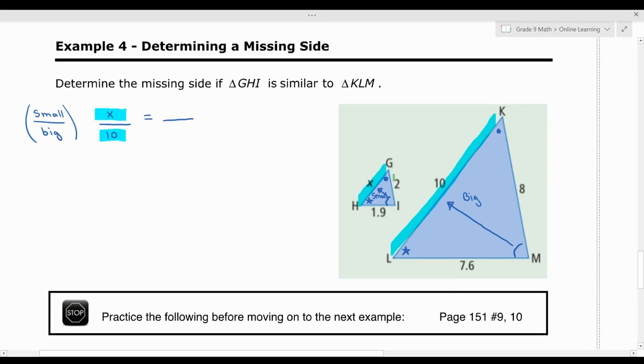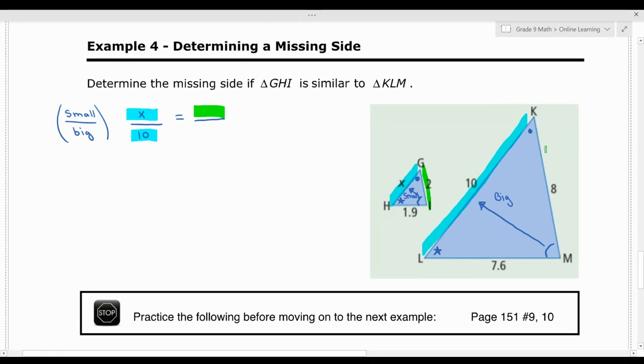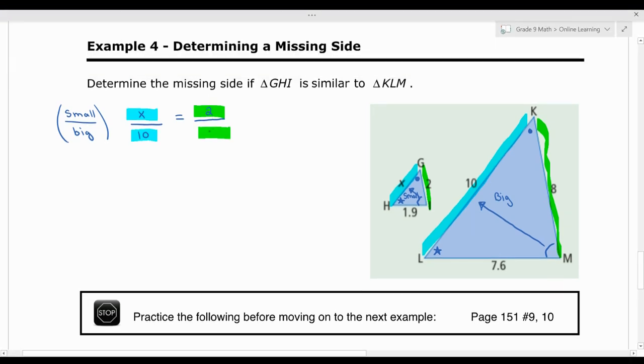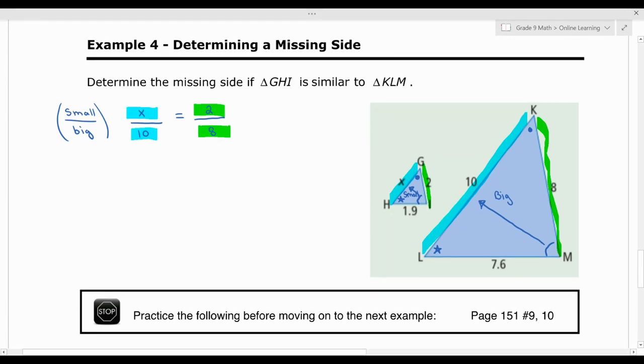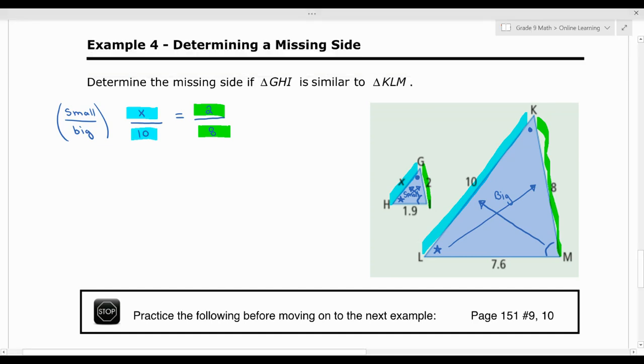So I'm going to compare this side, which is 2, to this side, which is the 8. So I'm going to say 2 over the 8. The 2 is opposite of the star, and the 8 is also opposite of the star. So we now have a proportion statement. We can solve it, so we're going to cross multiply.